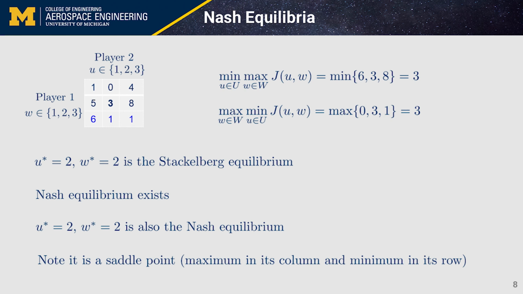It's a saddle point in the sense that this value here is the largest value along the column and the smallest value along the row. So that's basically the interpretation.